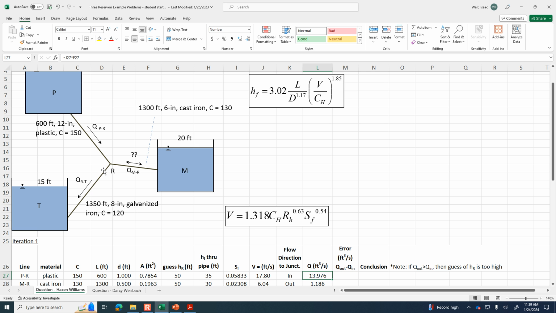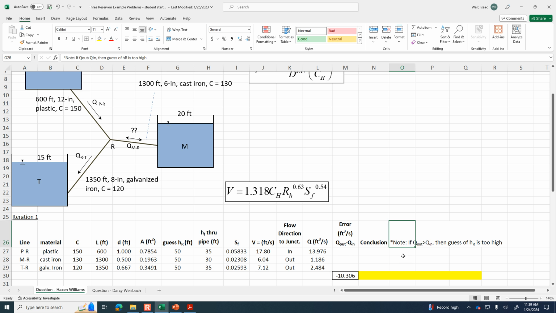So I think what that means is that we're going to have to adjust our guess of the height. The guess is too low. So I'm going to write here, since Q in is bigger than Q out, that means our initial guess of the head at R is too low.